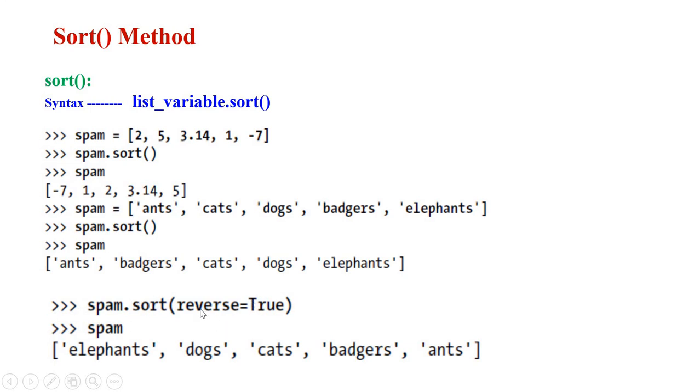So in this case, it is going to work differently. It is going to arrange them in a different order over here, that is, in the reverse order. So you can see spam.sort is going to arrange the elephants E first, then D, C, B and A. It is going to do the comparison with the first letters, and if the first letters are the same, then it is going to do the comparison with the second letters. So basically, if you take reverse as a parameter to the sort, it is going to arrange it in the reverse order.